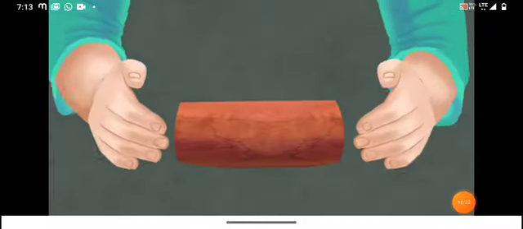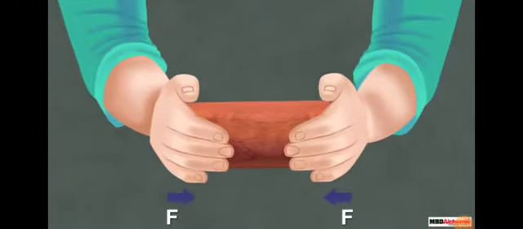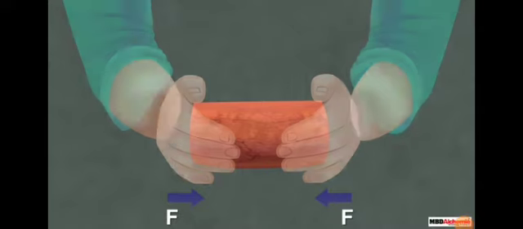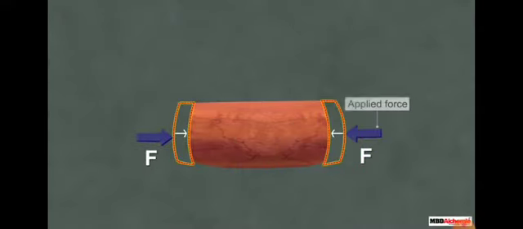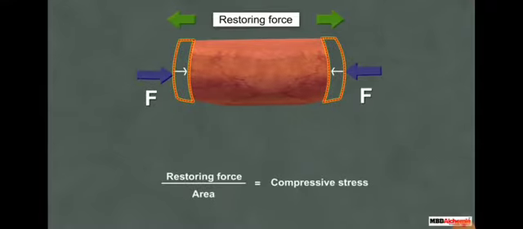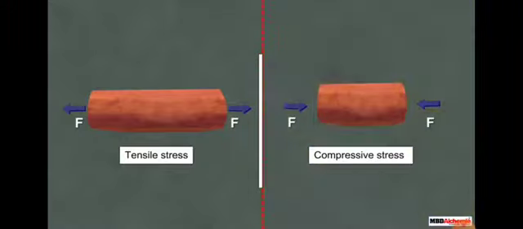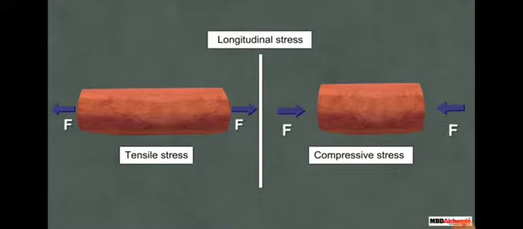Now take another cylinder of clay and compress it from both sides. In this case, the length of the cylinder has decreased and the stress in this case is called compressive stress. Tensile stress and compressive stress are known as longitudinal stress. Just now I explained the two types of stress. One is tensile and the other is compressive.